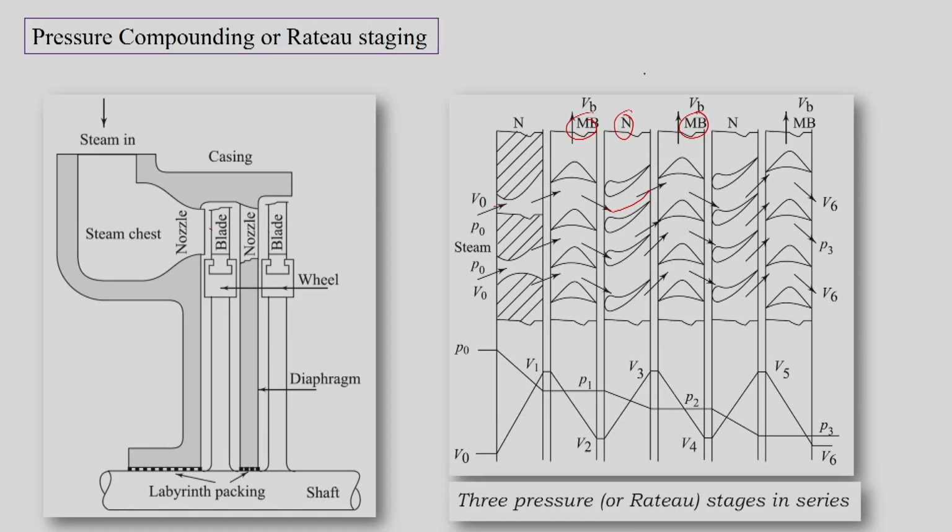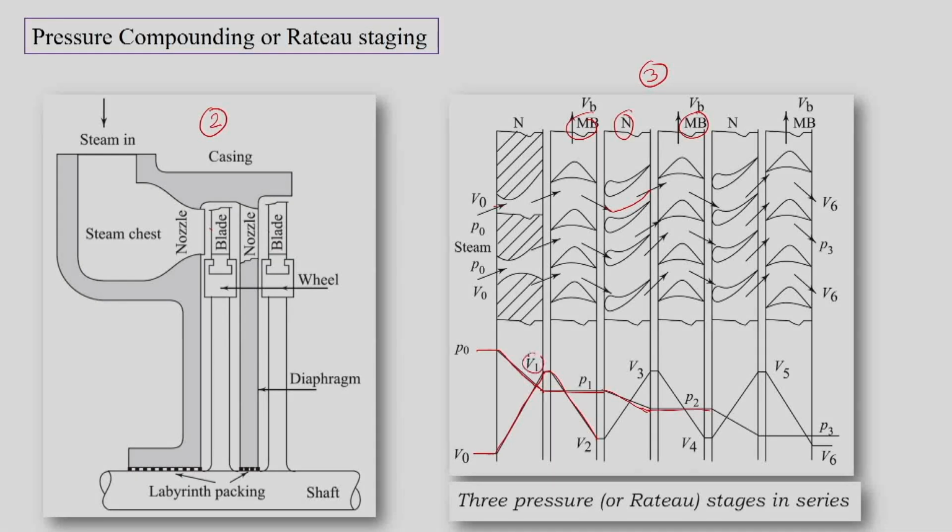This figure is for 3 staging, this figure is for 2 staging. As we have said, we have some pressure drop in the first nozzle, then we will not have any pressure drop in the moving blades. Then in the next nozzle we will have a pressure drop, and then again in the second set of moving blades there is no pressure drop, and this will continue. Similarly, velocity rise will take place in the nozzle across the pressure drop or enthalpy drop, and then this kinetic energy will be extracted by the moving blade.